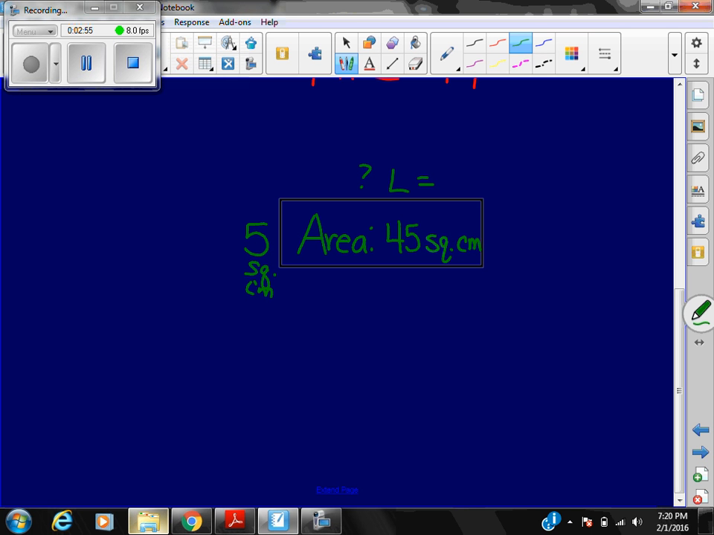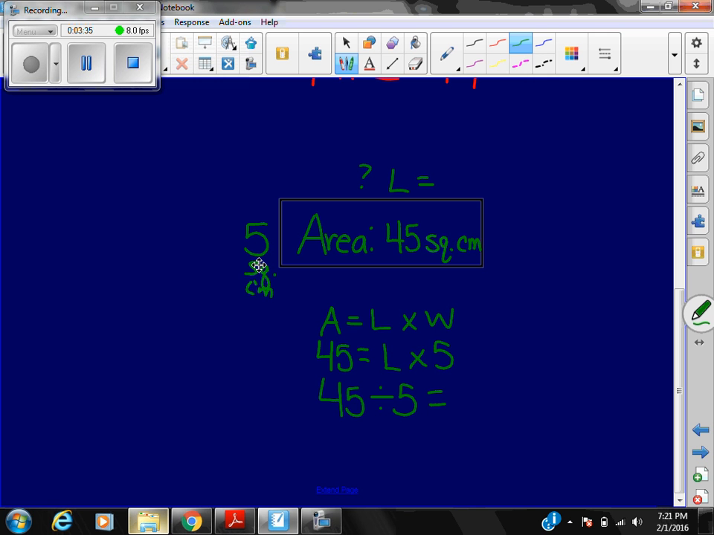Now, because I know that area equals the length times the width, if I plug in the information I know, that 45 is the area and that the width is 5, my job is just to figure out what L is. The opposite of multiplication is division, and they are in a fact family, or related facts, that will help you figure out the answer. So I know that if I divide 45 by 5, I can figure out what L is. So 45 divided by 5.